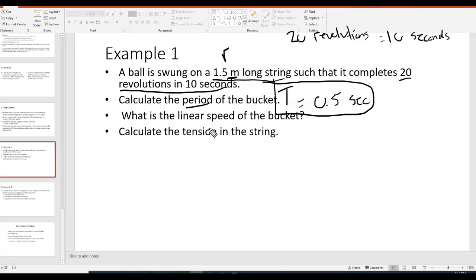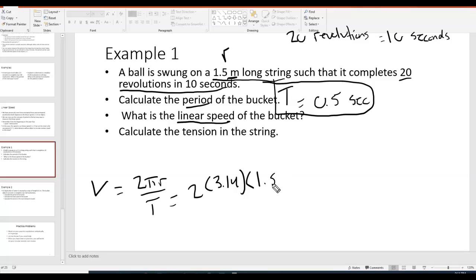Second question says, what is the linear speed of the bucket? Anytime it says linear speed or linear velocity, those are the same thing. That is talking about v. Now that we have the period, we can use our v equals 2 pi r over T equation to answer the question. So we have 2 times pi. You can either use the pi button on your calculator, or if you don't have a scientific calculator, you can use 3.14, even though that's just an estimation. The radius is 1.5. We found that before. And now we're dividing by the period, which is 0.5 seconds.